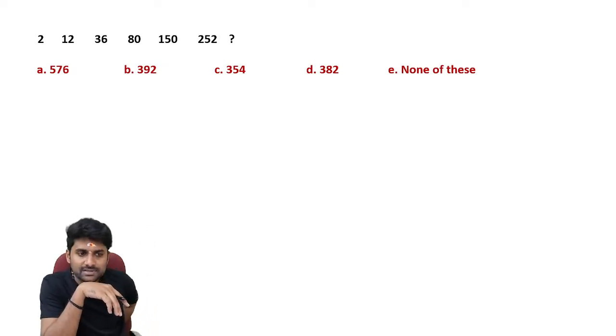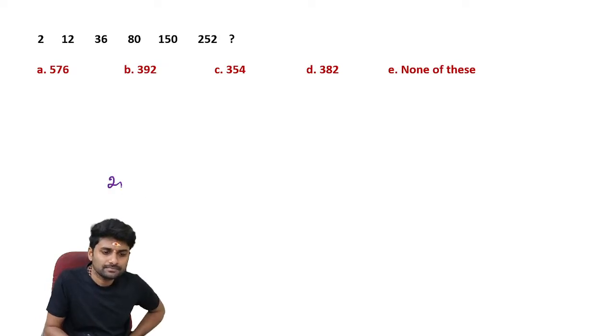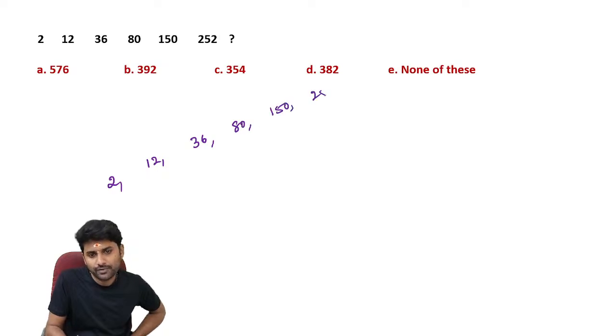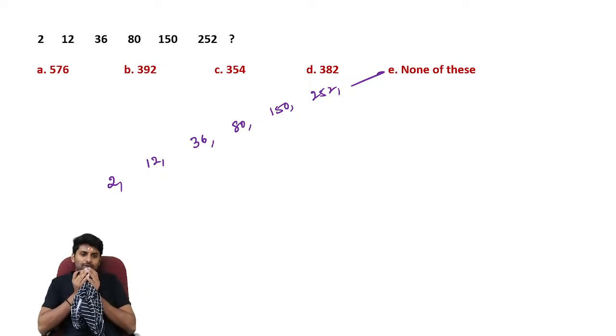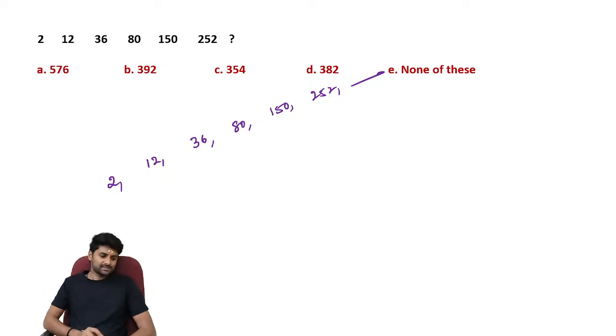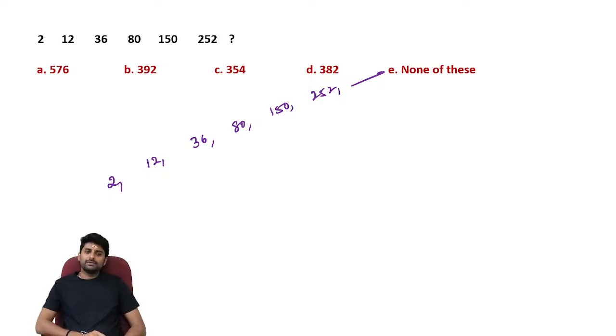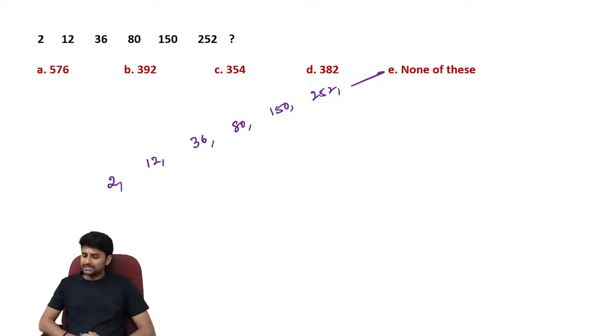Now let's see these numbers. This is one of the important models. If you recognize it, you can save your time. If you go through the general methods, it's a time-taking calculation. So, one of the important models in number series. Here the numbers are 2, 12, 36, 80, 150 and 252. So what can be the next number?